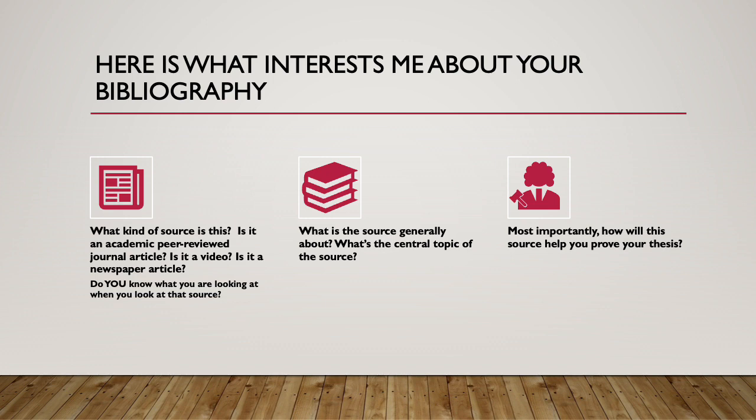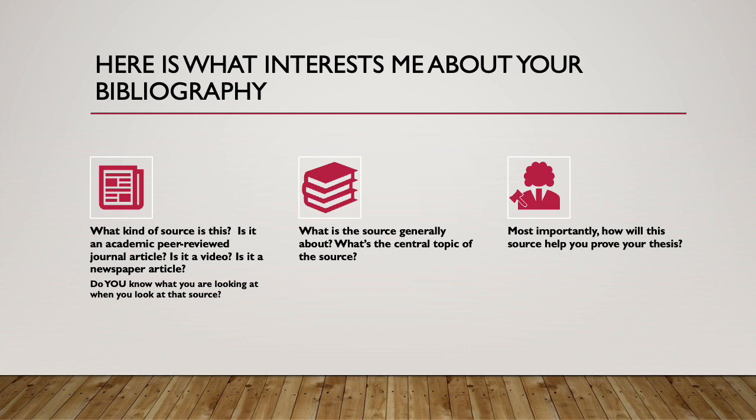The next thing I need to know is, what is the source generally about? What's the central topic of the source? I'm not looking for, like, I don't know, the movie Bonnie and Clyde is about gangsters, but more it's about 2 people who existed in real life and who went around the Midwest during the Depression era and committed crimes.